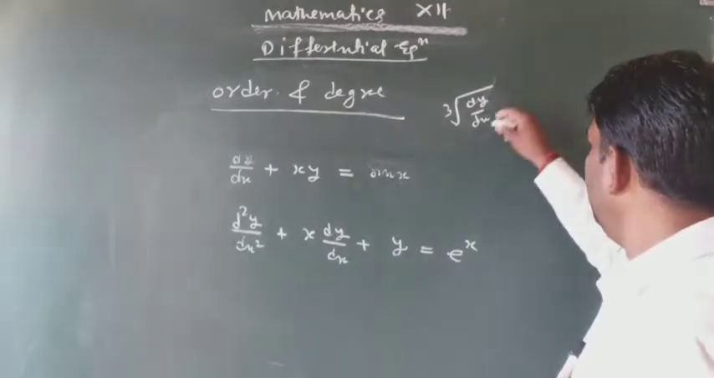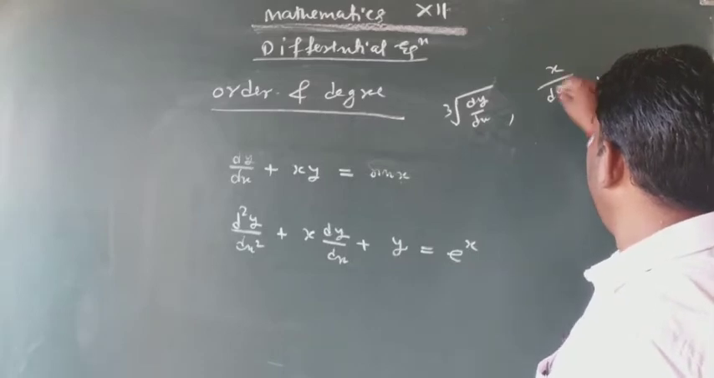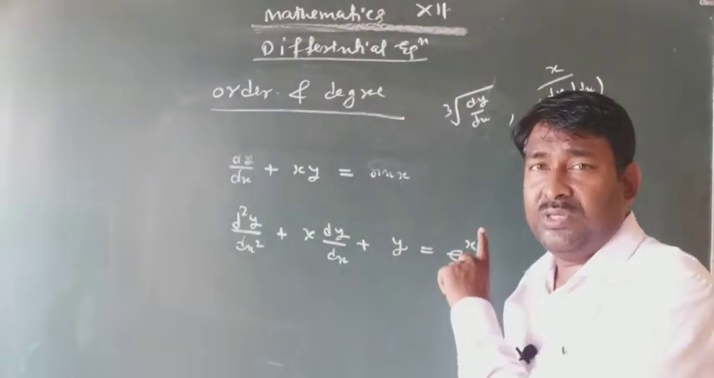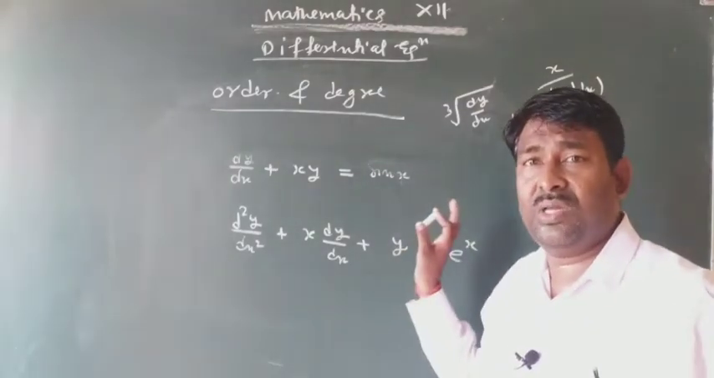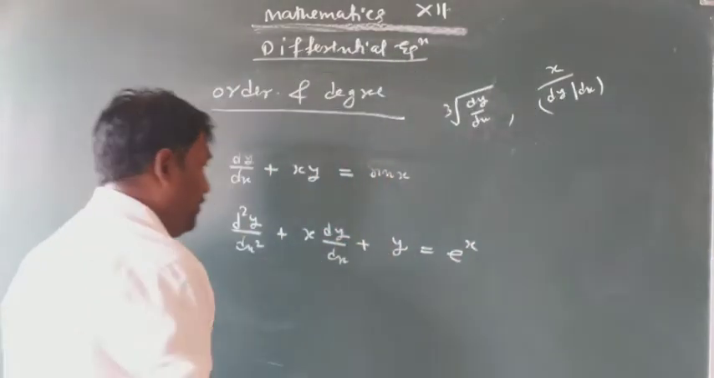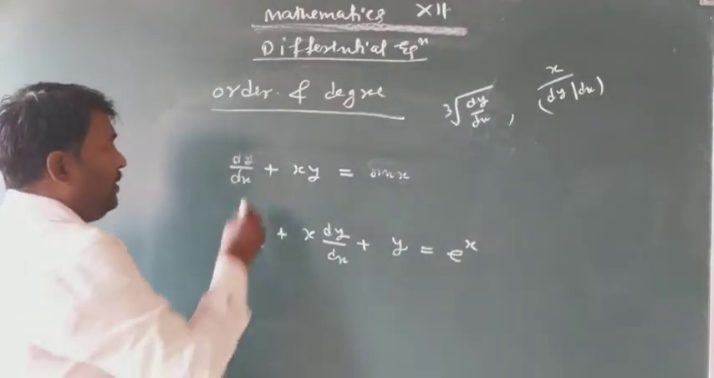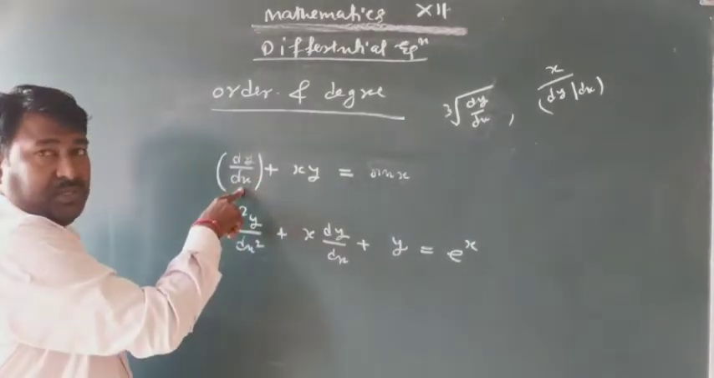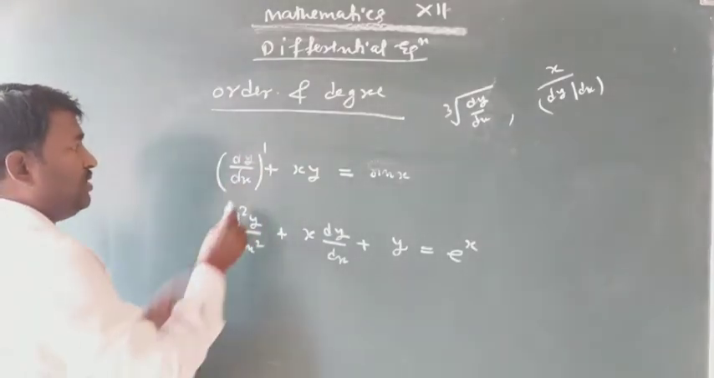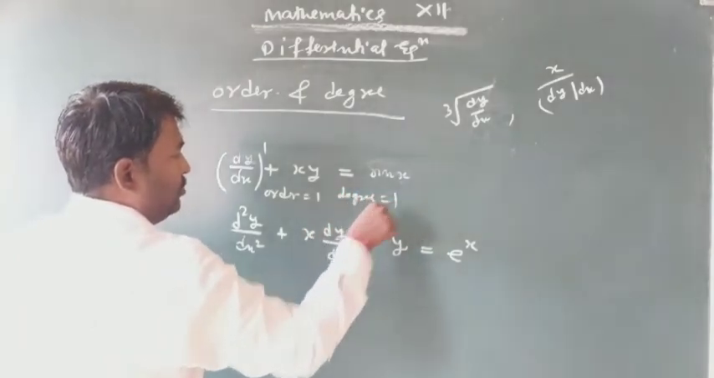And another case, if it is, suppose, x upon dy by dx, if your derivative is in a fraction, then also remove it from the fraction, and only then can you find its order and degree. Okay. Now, what is degree? Just see. Here the first order derivative is present. So what is the power of this whole first order derivative? It is 1 here. So its order is 1 and degree is also 1.